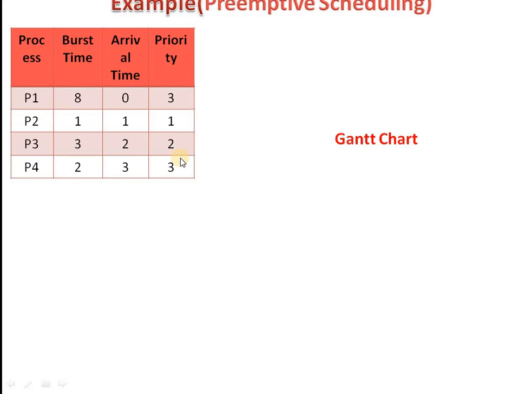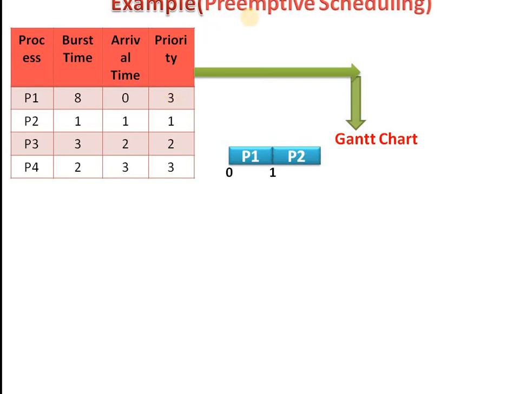Now let's represent it in a Gantt chart. Initially in the preemptive scheduling algorithm, P1 is executed. Its waiting time is 0. After that P1 is entered in the system and we compare its priority, and P2 has a higher priority than P1, so P1 will be executed for 1 millisecond and then P2 gets executed.